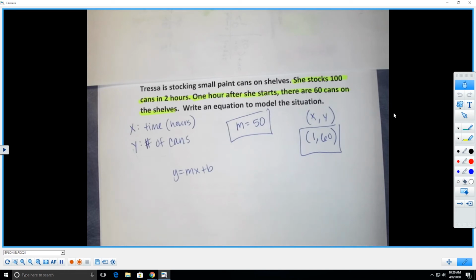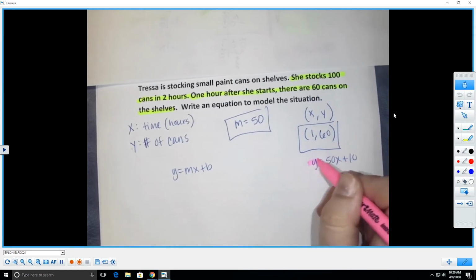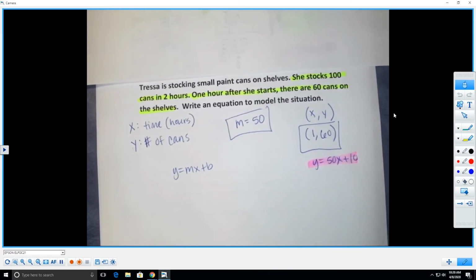Okay, did you make it all the way to the equation? And did you get something like this? Y equals 50x plus 10. Here's how I solved it.